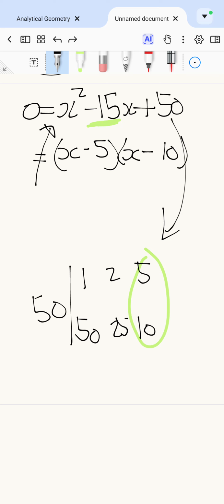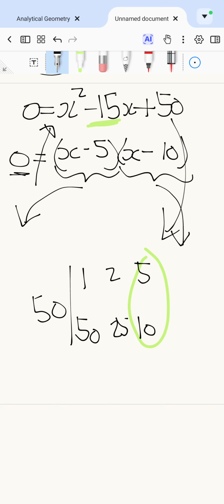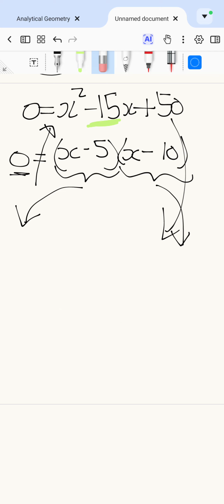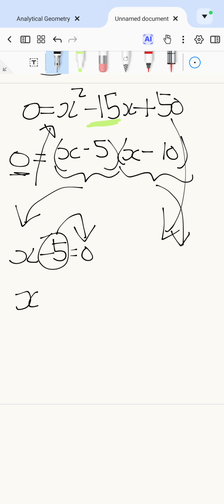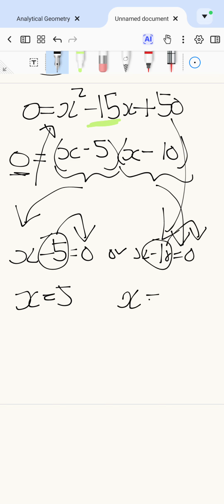Next, again, two things multiply. This one is multiplying with this one. Product is 0. Take the 1, take the other one, and equate them both to 0. Let's get rid of that. Okay, so this one over here, x minus 5 is equal to 0. So add 5 on both sides, so you have x equals 5. And on the other one, x minus 10 equals 0, and you add 10 on both sides. So x is equal to 10.